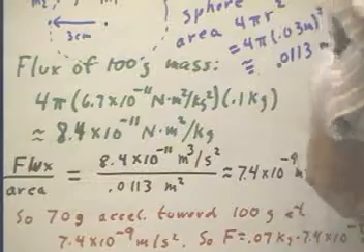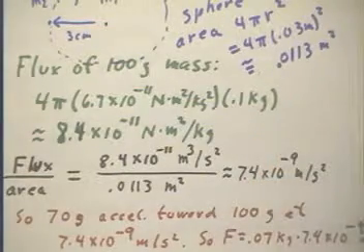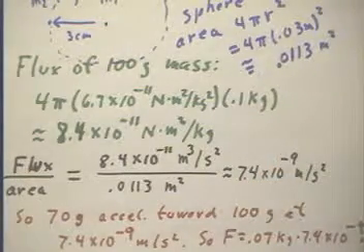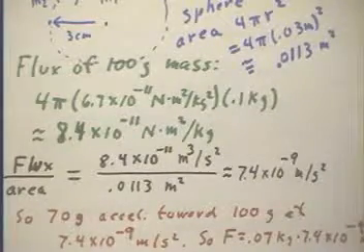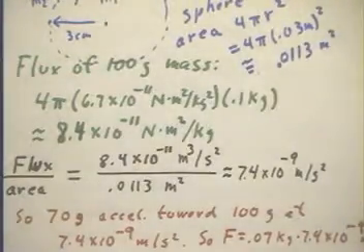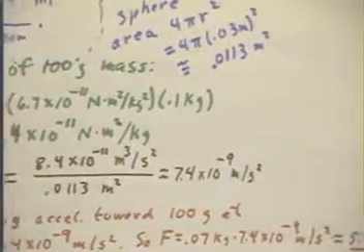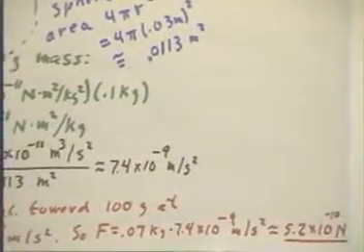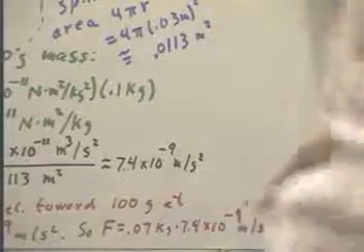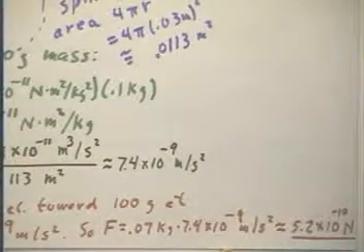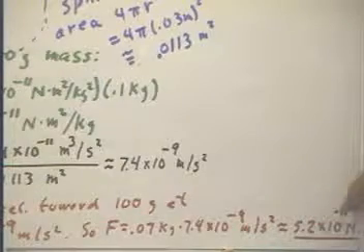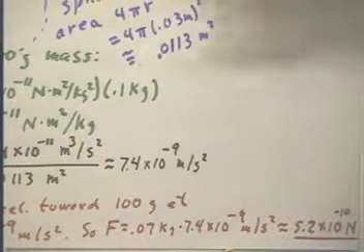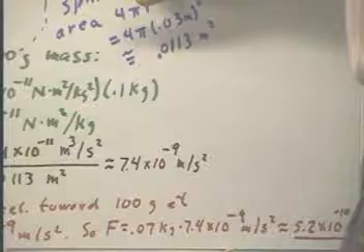But the point is that in either case, the force it experiences is its mass, which is 0.07 kilograms, times that gravitational acceleration. Not the gravitational acceleration, but that gravitational acceleration in this situation, which is 7.4 times 10 to the negative 9th meters per second squared, giving us a force of 5.2 times 10 to the negative 10th newtons. And that's a force that we get using the flux model.